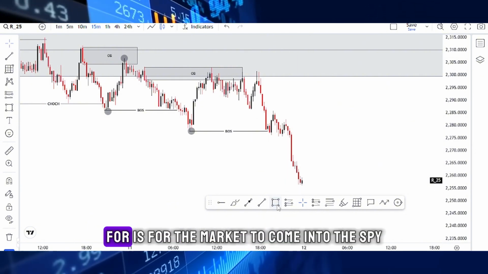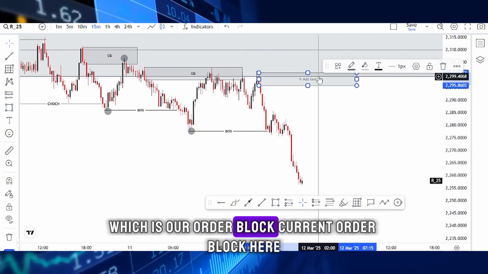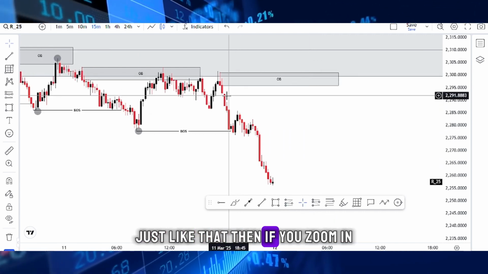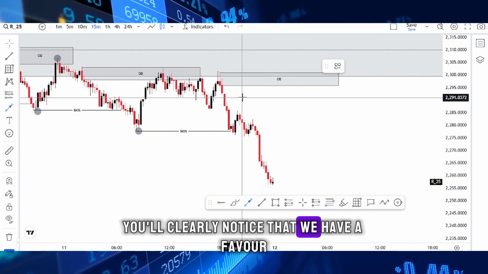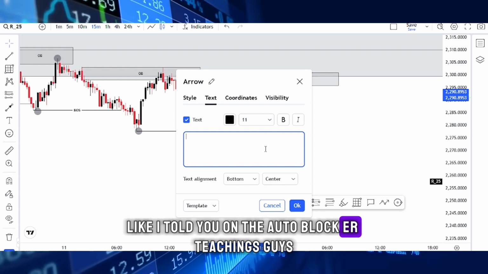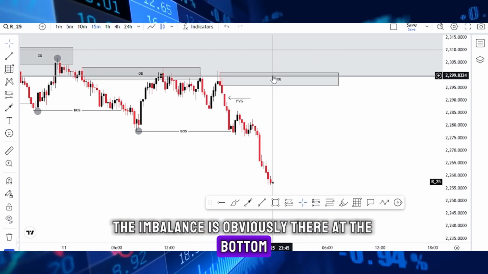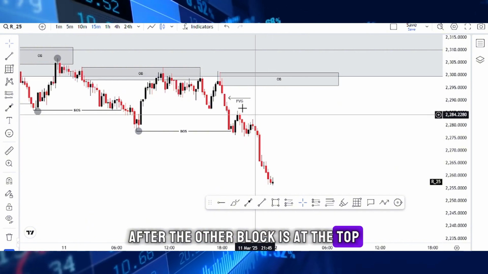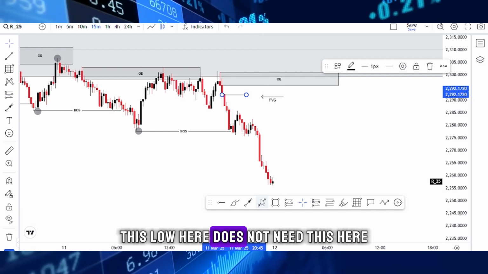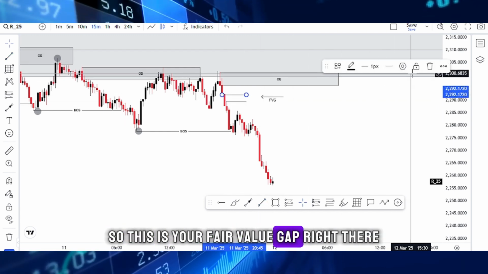So what I'll be waiting for is for the market to come into this buy to sell candle here, which is our current order block, just like that. Then if you zoom in, you'll clearly notice that we have a fair value gap here. Like I told you in the order block teachings, guys, the imbalance is obviously there at the bottom after the order block at the top. So we have this area here. As you can clearly see, guys, this low here does not meet this here. So this is your fair value gap right there.